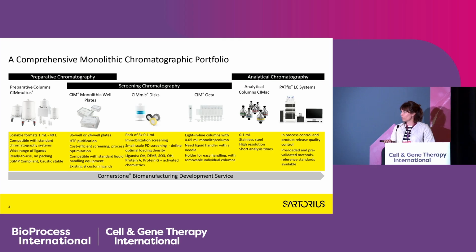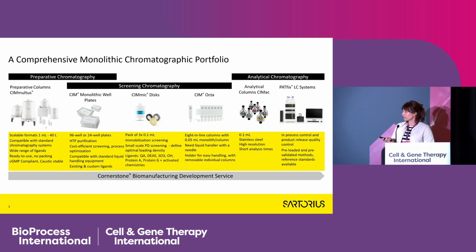If we go a bit higher on the scale, we have our preparative columns, the CIMmultus line, ranging from 1 milliliter to 40 liters. They are compatible with basically all standard chromatography systems. They come in a wide range of ligands. They're ready to use, so no pre-packing is needed. They come also in cGMP compliant mode, and they are caustic stable.